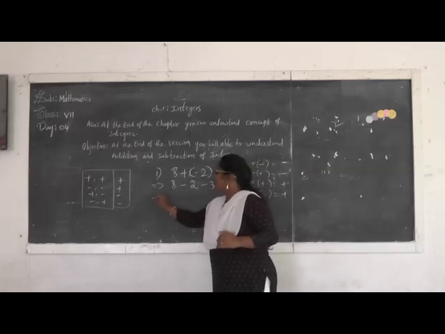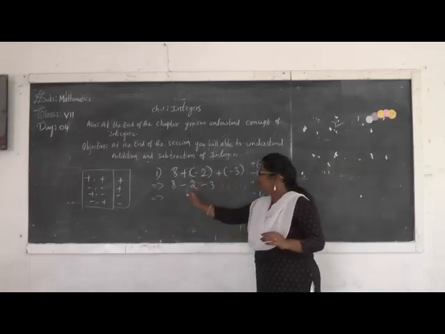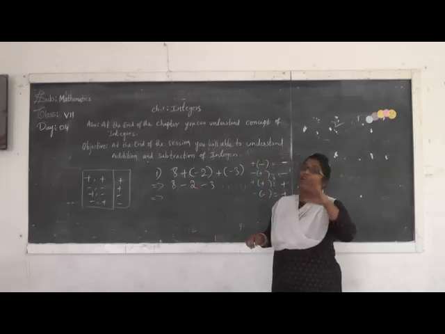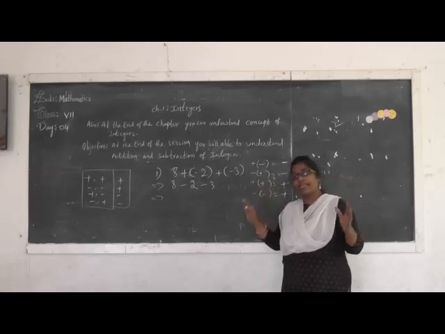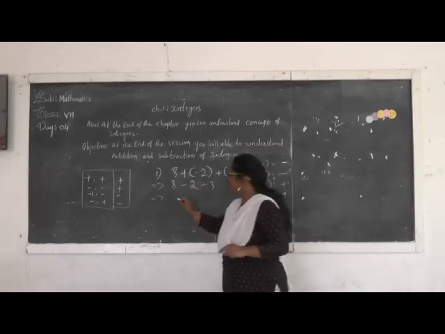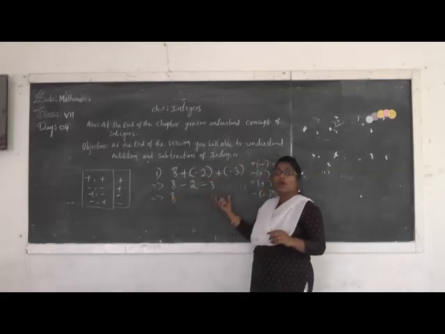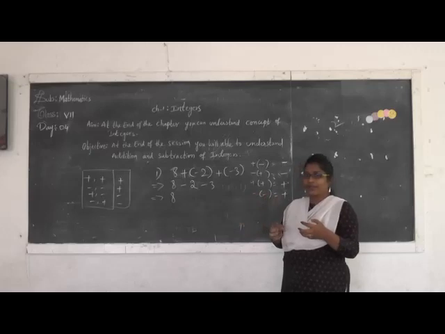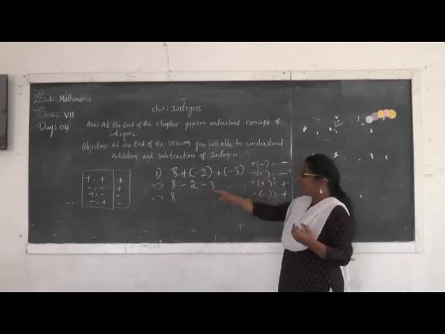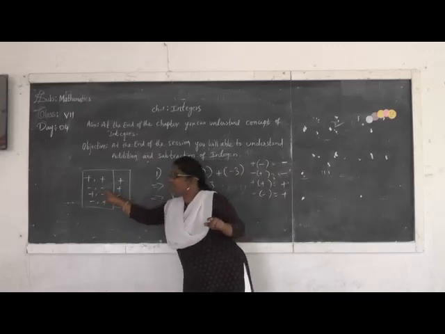Now, here 8 minus 2 minus 3. 8 is a positive number, minus 2 is negative and minus 3 is negative. First simplify the positive terms together and the negative terms together. In our question, the positive term is only one, so I write 8 as it is. Now there are two negative terms. So what do we have to do? Simplify these two negative terms. Both are having minus symbol, right? If both are having minus symbols, we should add.